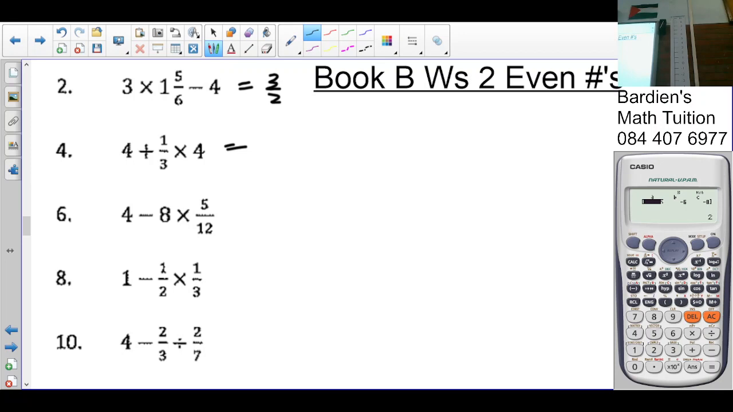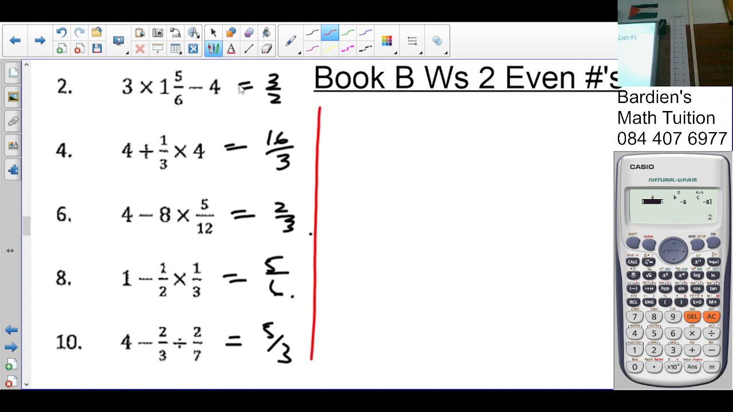Right. Number 4, 16 over 3. Number 6, 2 over 3. Number 8, 5 over 6. Number 10, 5 over 3. Okay, so let's look at any problems on number 2?